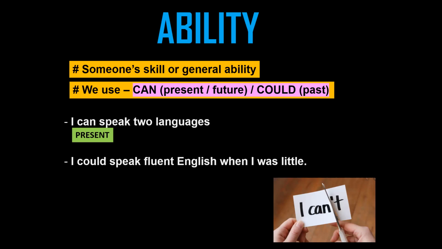Indrani, can you make any single sentence which shows your current ability? I can do good friendship. Padma, any current ability? I can speak English fluently. So for current ability or future ability, you have to use can. For the past, you have to use could.